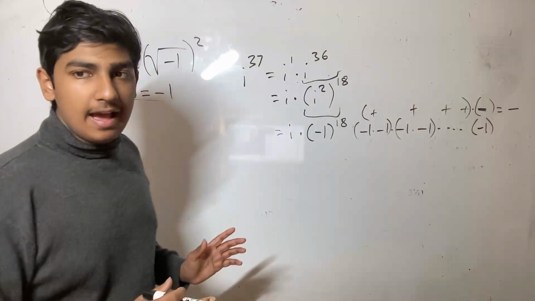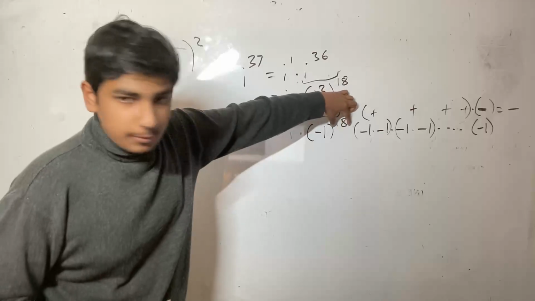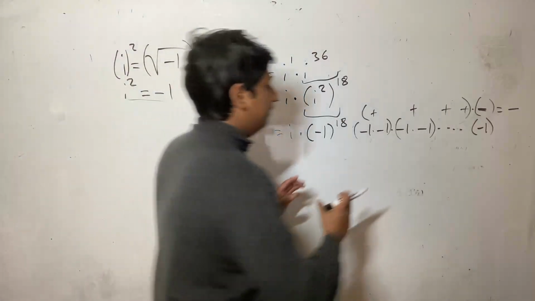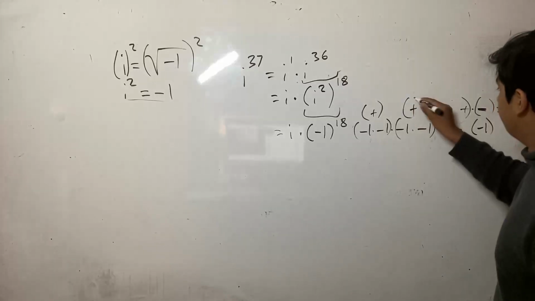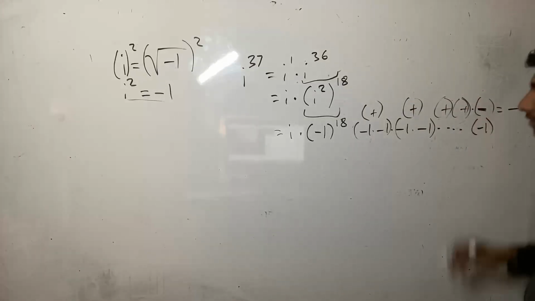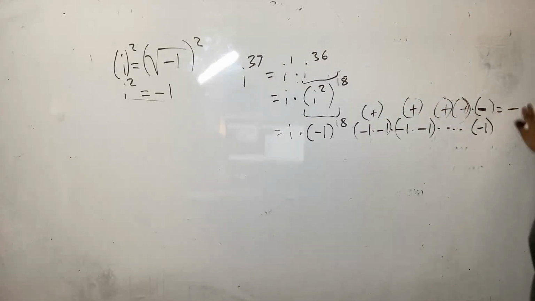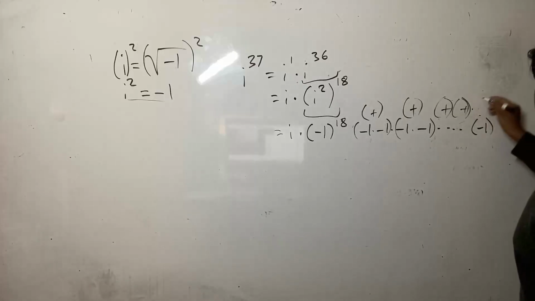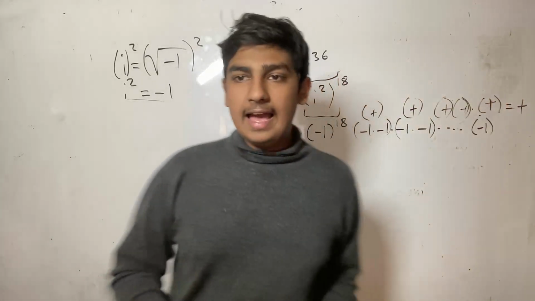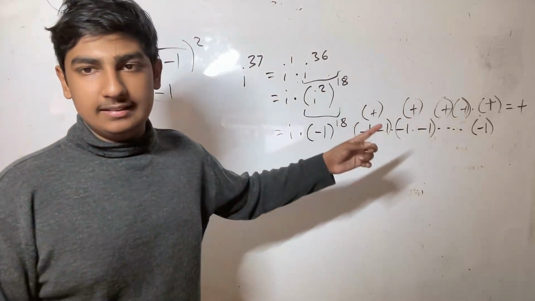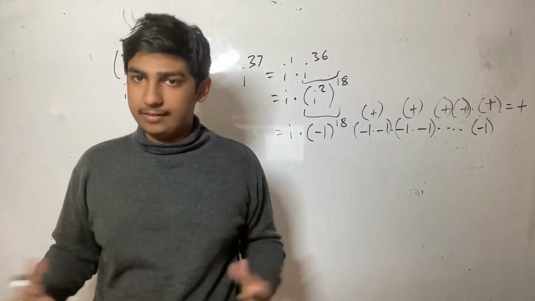But again, if you have an even exponent, then you will have these negative pairs. Negative times negative is positive, and then you'll just keep having positives, and that will just be positive. So if you think about that, negative 1 to the 18th is just going to be positive 1.